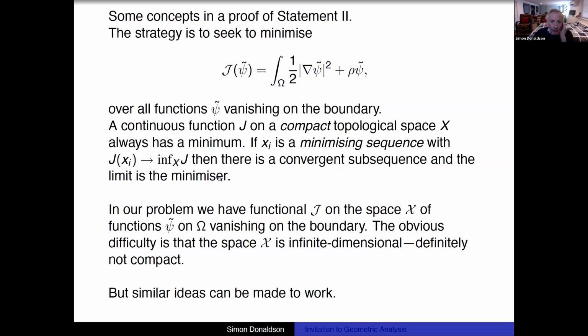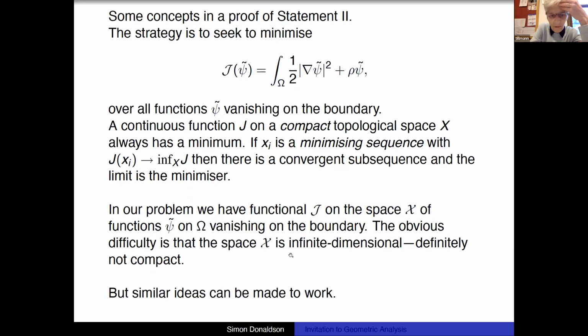So in our problem, we have a functional on a space, the space script X of all functions vanishing on the boundary of omega. But there's an obvious difficulty, an obvious difference from what we were considering before: this space is definitely not compact. It's an infinite dimensional space, not even locally compact in any reasonable sense.